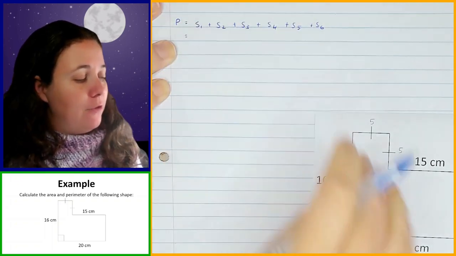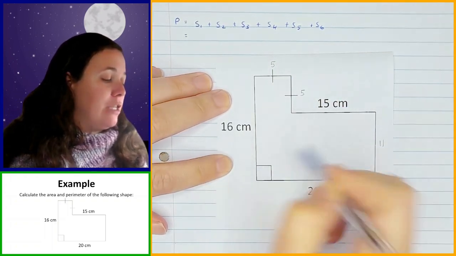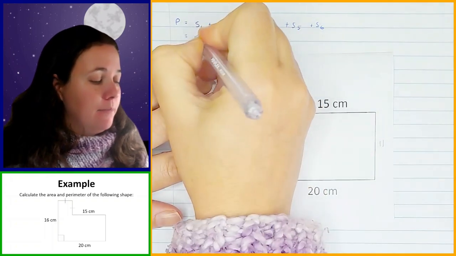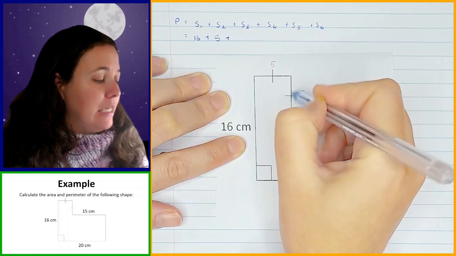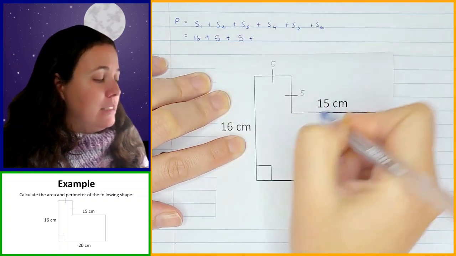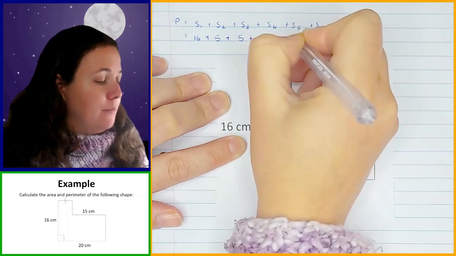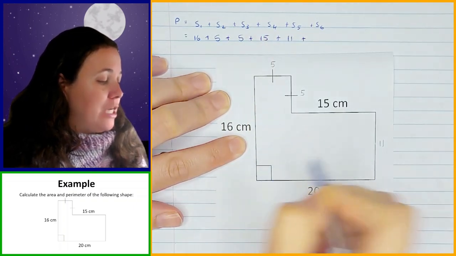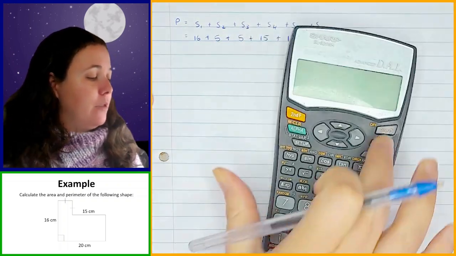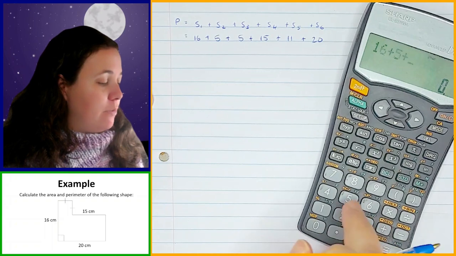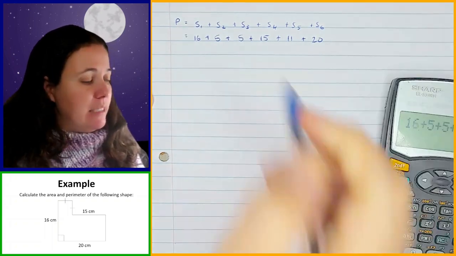And now we're going to go and fill in all of those lengths. And just as we go around the shape, we can just write the lengths down. So I've got 16 plus, then the next side is 5, plus the next side is 5 as well, plus 15, plus 11, and finally we close the shape with 20. Okay, so now I'm just going to go and add all of that up. So I've got 16 plus 5 plus 5 plus 15 plus 11 plus 20, and that gives me 72.